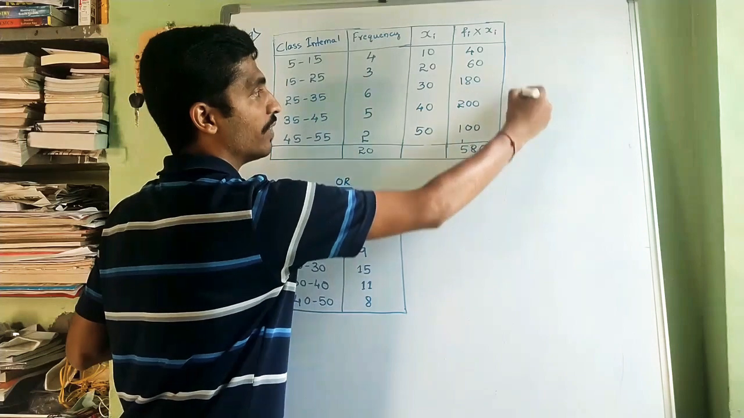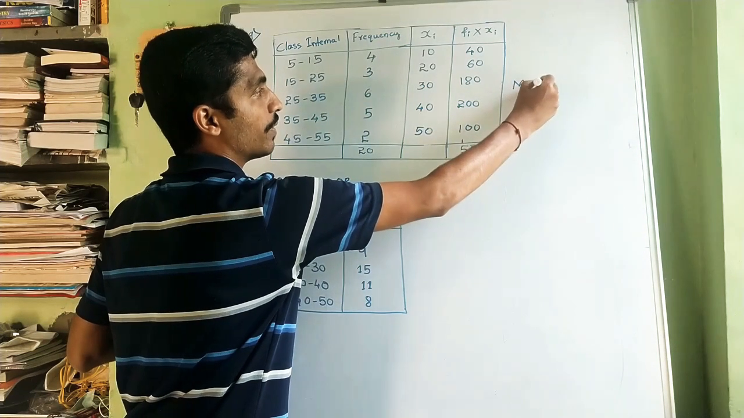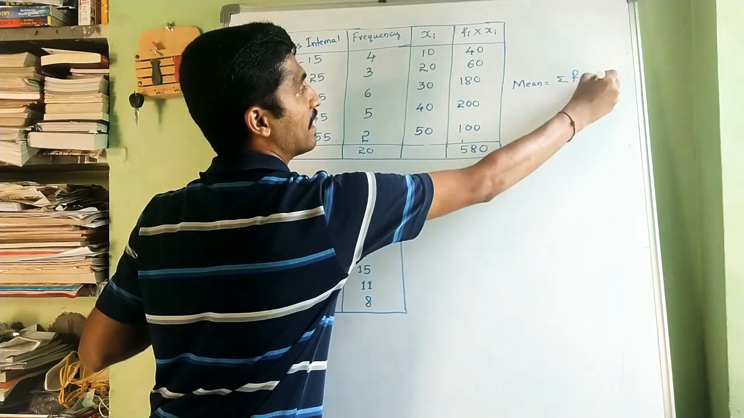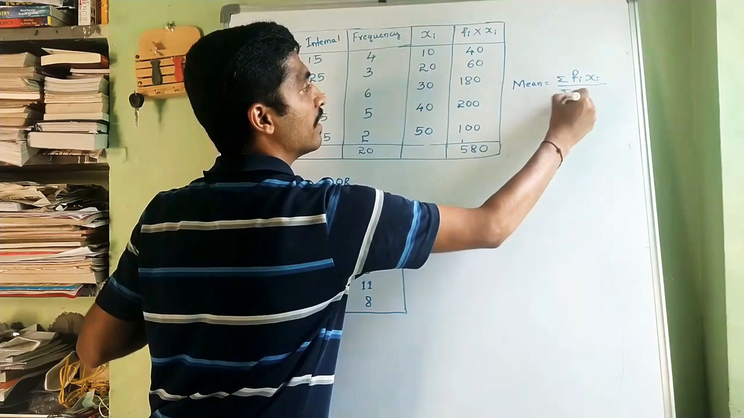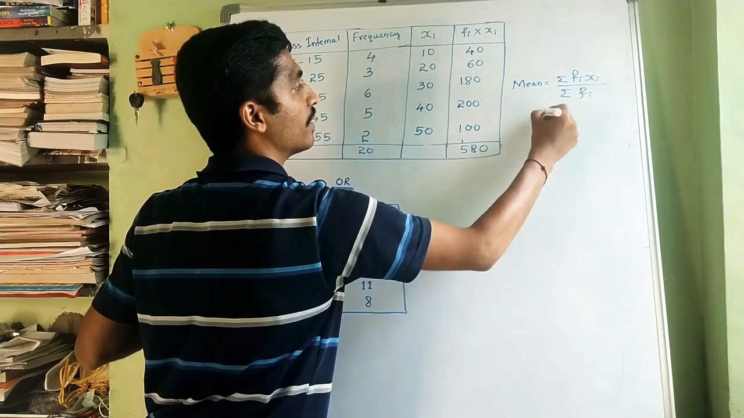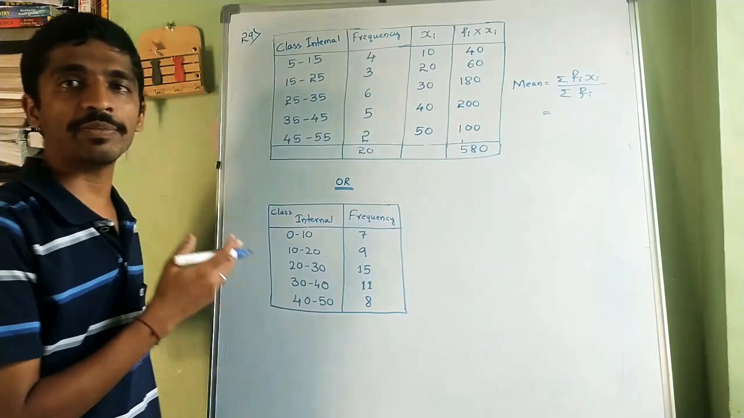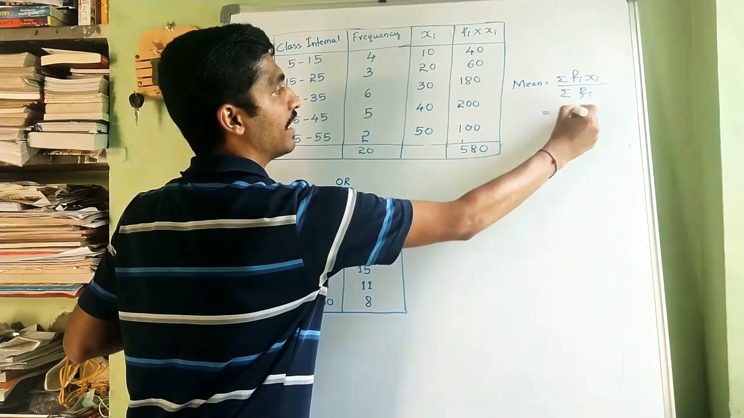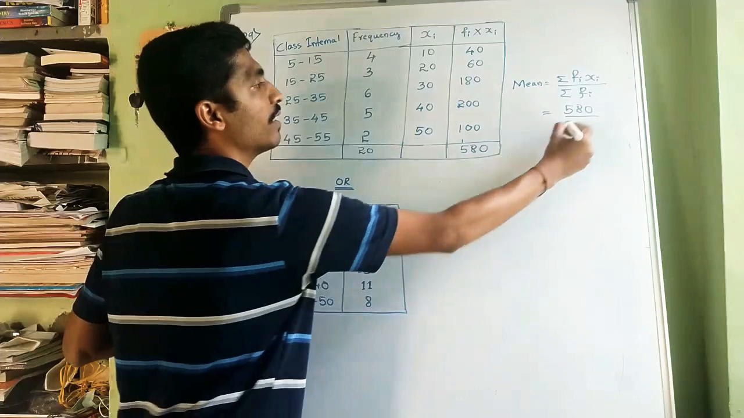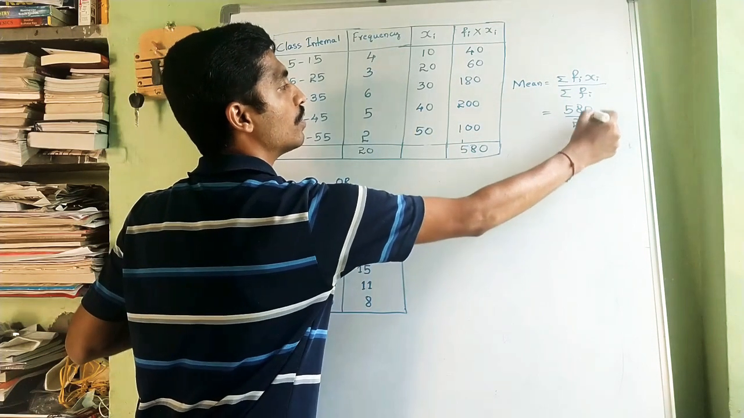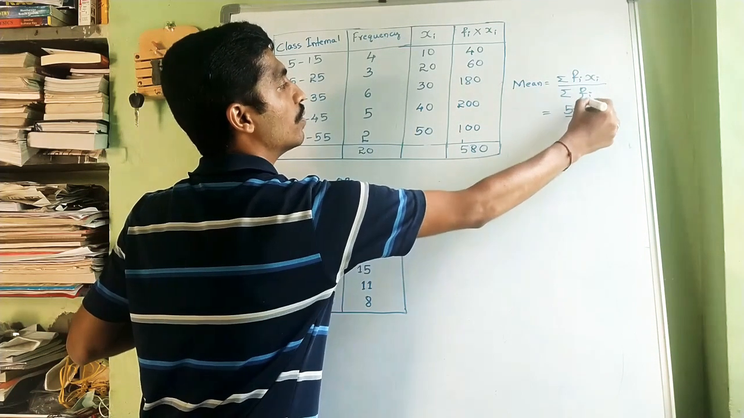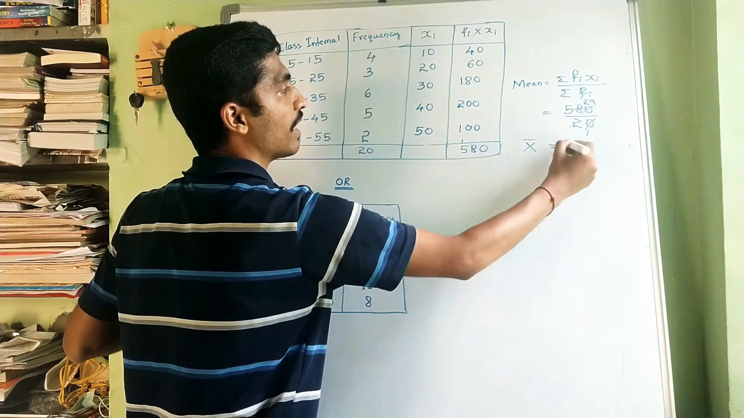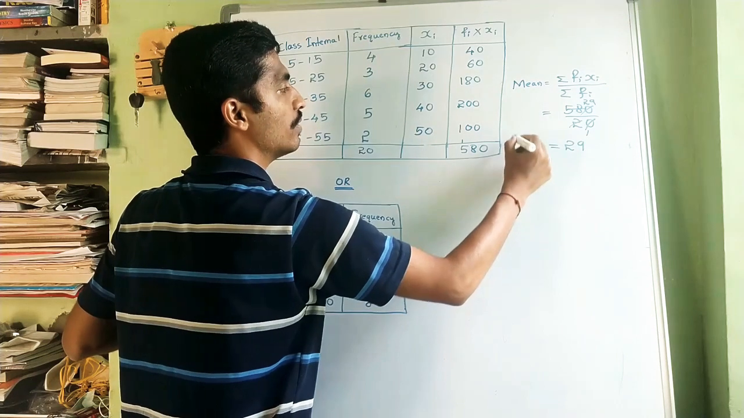Okay. So what is our mean formula? That is summation of Fi Xi divided by summation of Fi. Okay. So this is the direct method formula. So Fi Xi is how much? 580 divided by 20. So the 0s get cancelled. 2 1s are 2, 2 9s are 18. So our mean X bar is 29. So this is our answer.